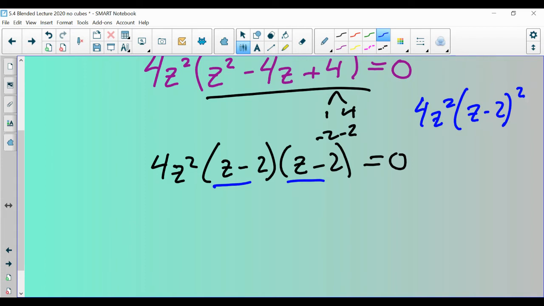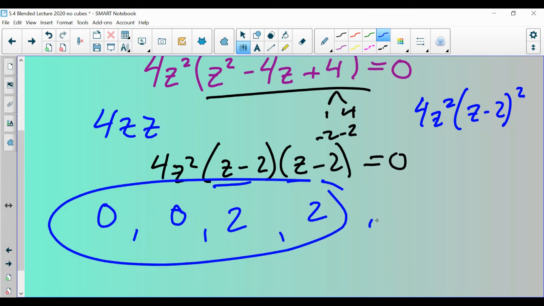However, if we're trying to solve this, the answers would be 2 here, and I guess 2 there. I don't need to write it twice, but I could. And then 0 here. So if I was writing all of the zeros, 0, 0, because z squared. So remember, it could be written like this: 0, 0, 2, and 2. Or even 0 and 2, I would accept.